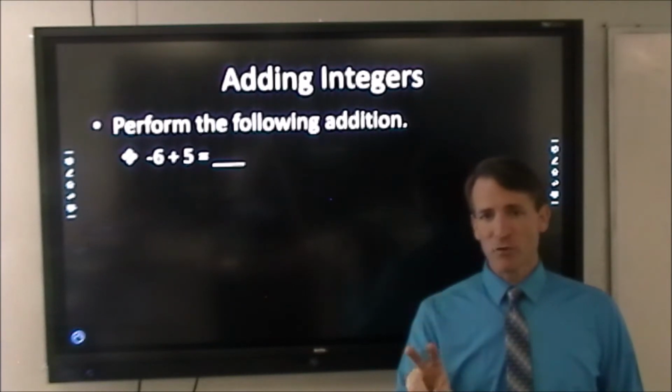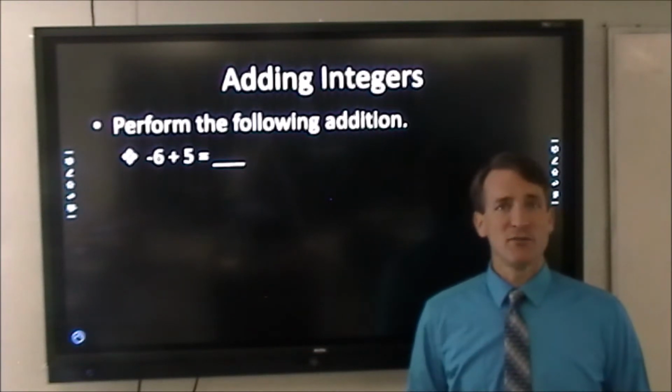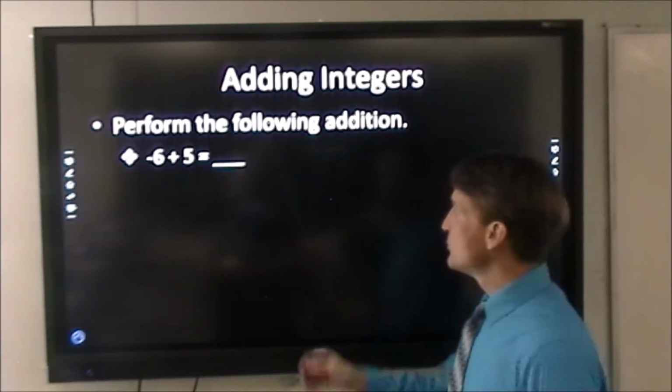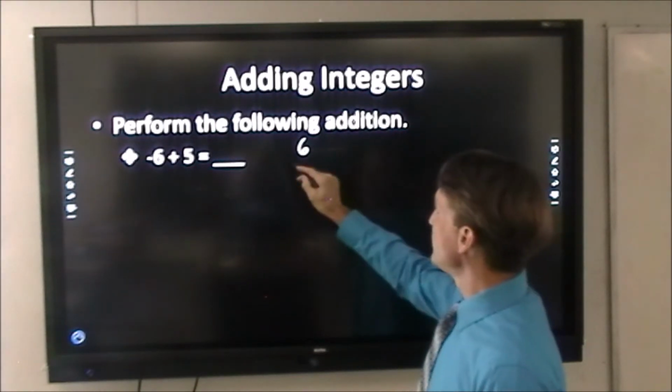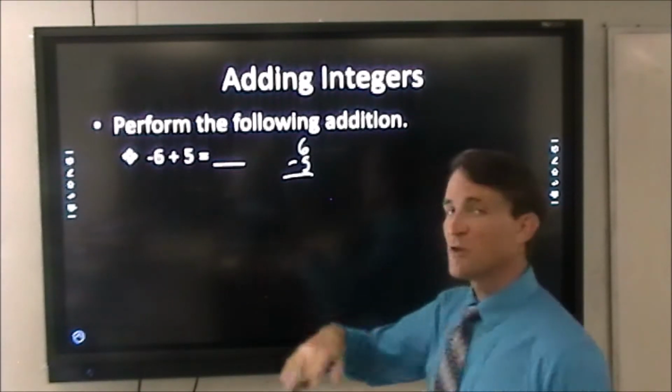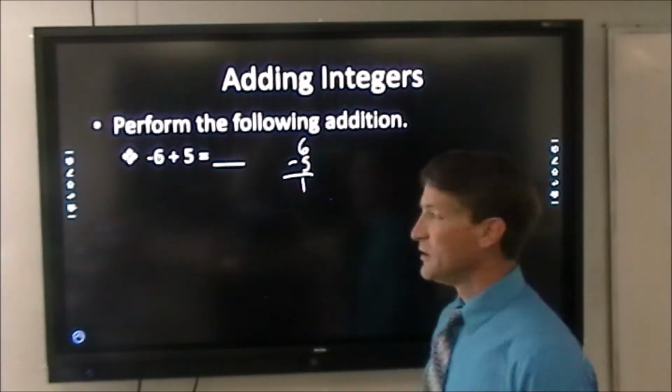I'm adding two numbers that have different signs, so I need to find the difference of their absolute values. The absolute value of negative 6 is 6. The absolute value of 5 is 5. I'm finding the difference, so I'm going to find the subtraction of those two, which would give me 1.